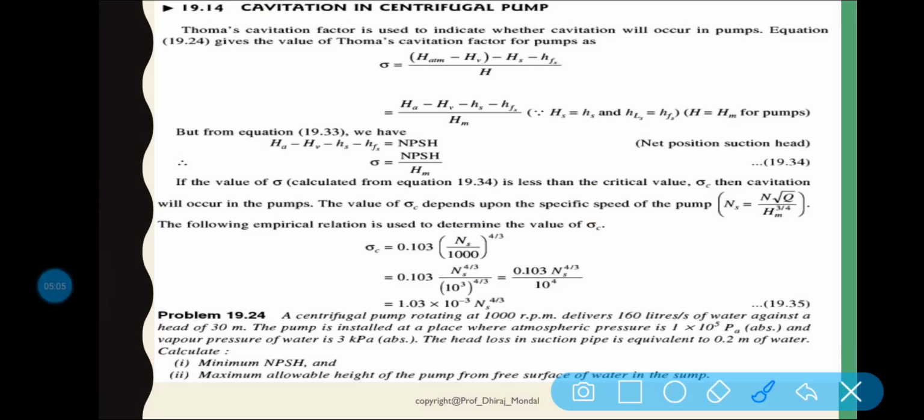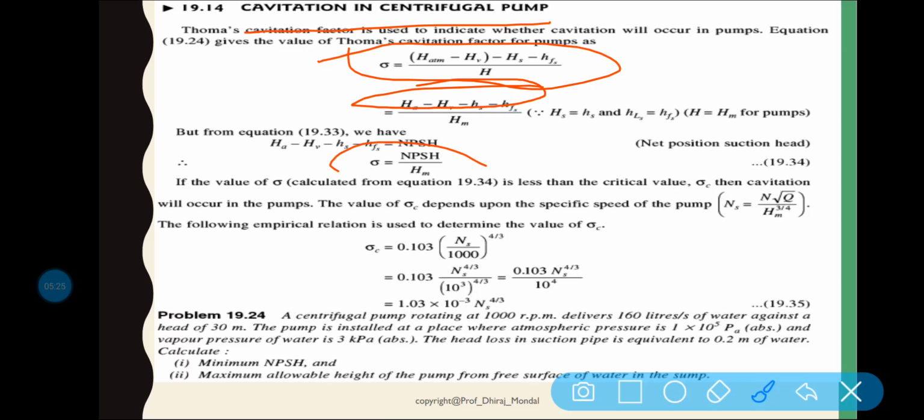So this is your NPSH. Clear? So the relation with the cavitation in the centrifugal pump: we know that sigma is H atmospheric minus HV minus HS minus HFS by HM. Now this is your NPSH, that is your net positive suction head. So this is the relation: sigma is equal to NPSH by HM, the manometric head. Clear? What is the relation between net positive suction head and cavitation? Sigma is equal to NPSH by HM.